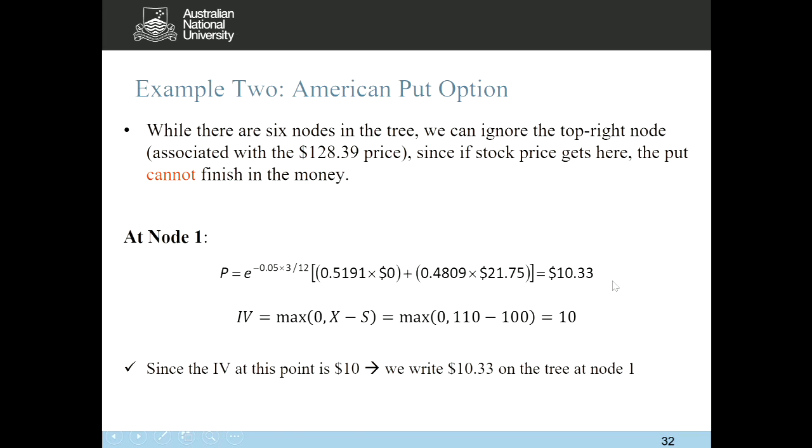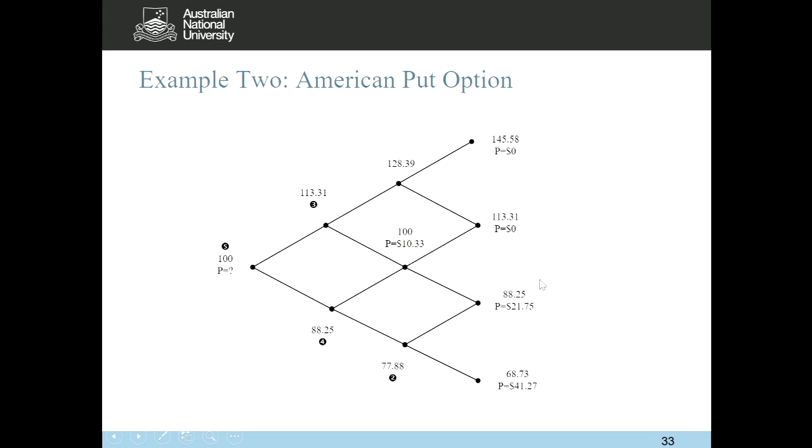In other words, we should wait a bit longer, right? So we should not exercise this put in Node 1. We should wait longer to get the higher value, $10.33. So that's what we did. We write down $10.33 here. Then we work on this branch.